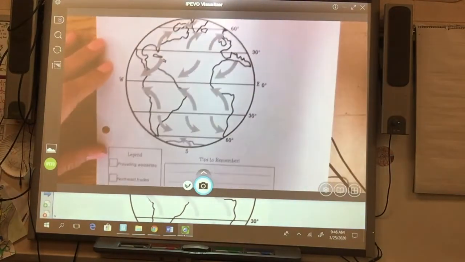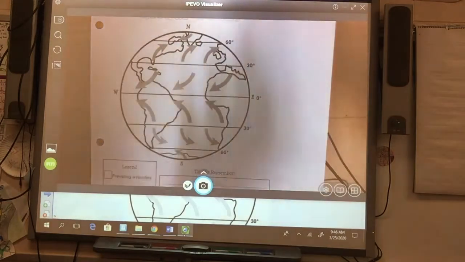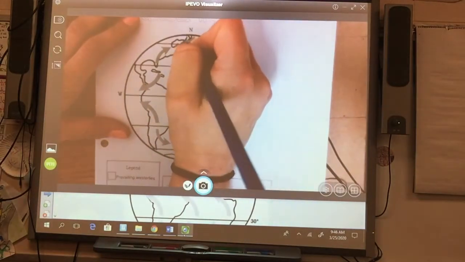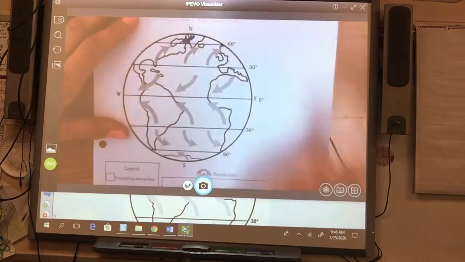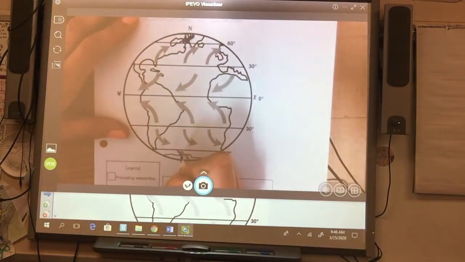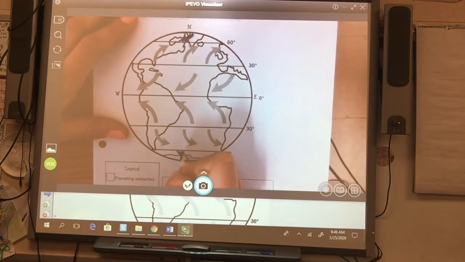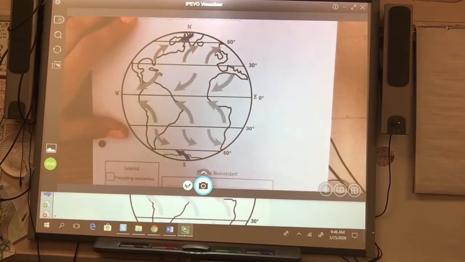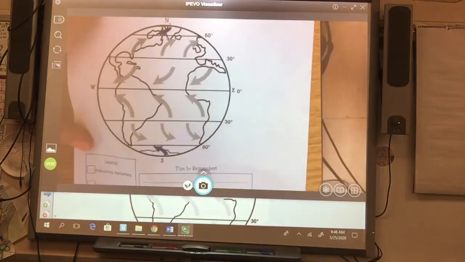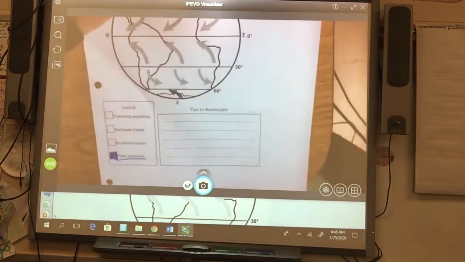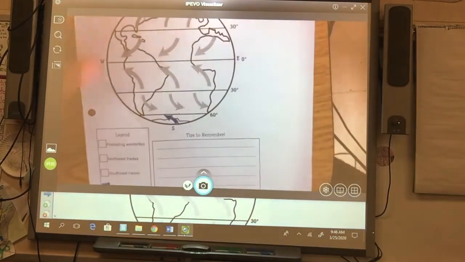Okay. This is your sheet. You're going to take your blue and color your polar easterly arrows in the North Pole and in the South Pole, blue. And name it and label it in your key, the polar easterlies. Okay.